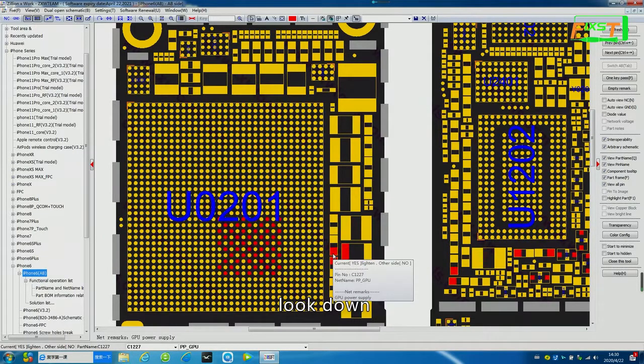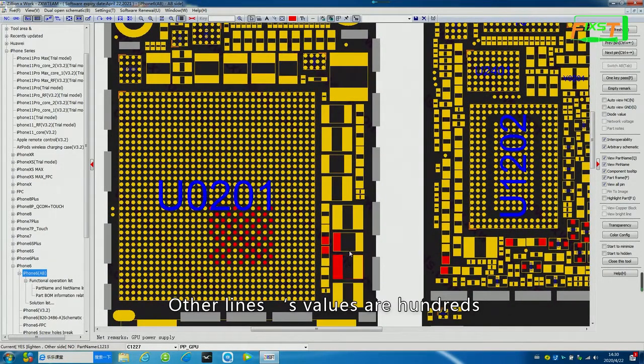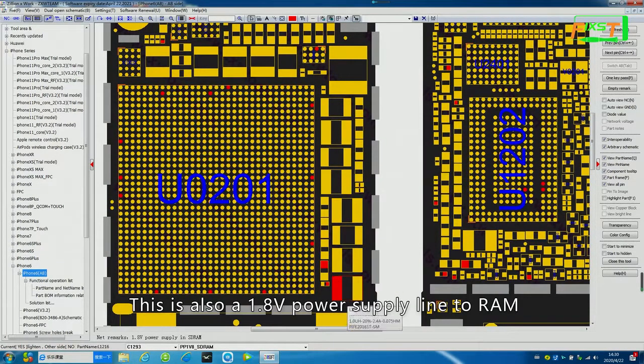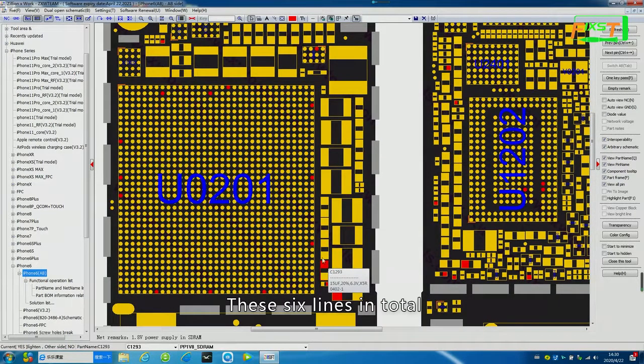Look down. Capacitor C1277, PPGPU power supply circuit. Note that this is a low voltage line. Its resistance value is sometimes dozens, but it is normal. Other lines' values are hundreds. This is also a 1.8 voltage power supply line to RAM. These are 6 lines in total.